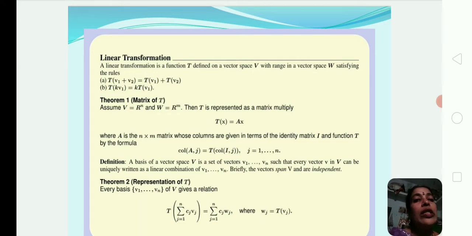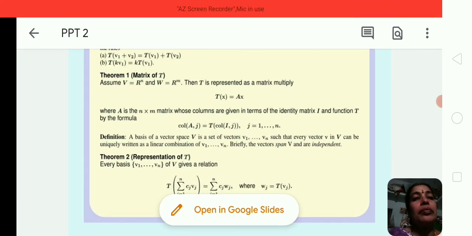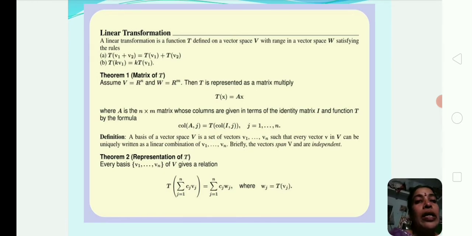Assume V is equal to Rn and W is equal to Rm. Then T is represented as matrix multiplication, T(x) = Ax, where A is the m by n matrix whose columns are given in terms of the identity matrix. That means column j of A is equal to T of column j of I. Now you have to take the values j = 1, 2, and so on up to n.